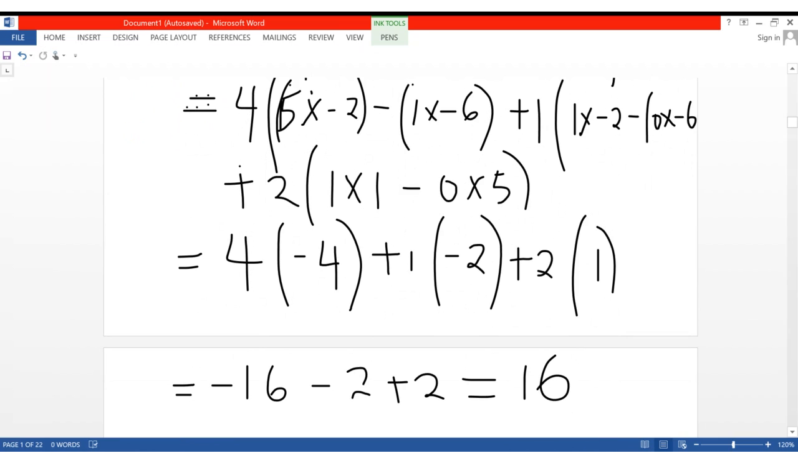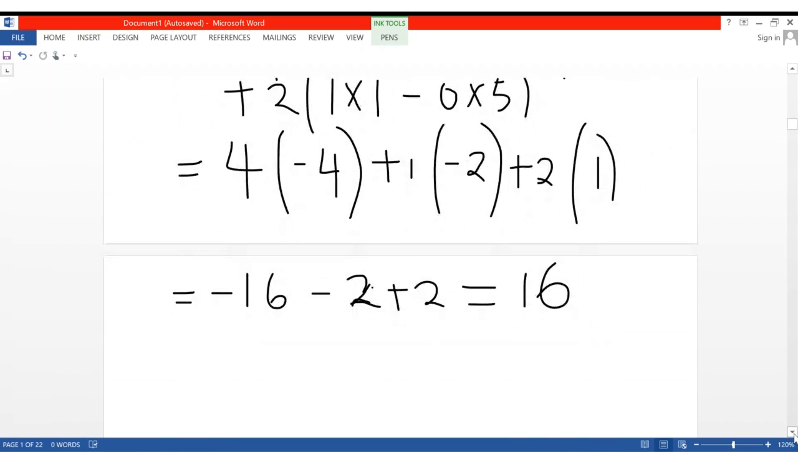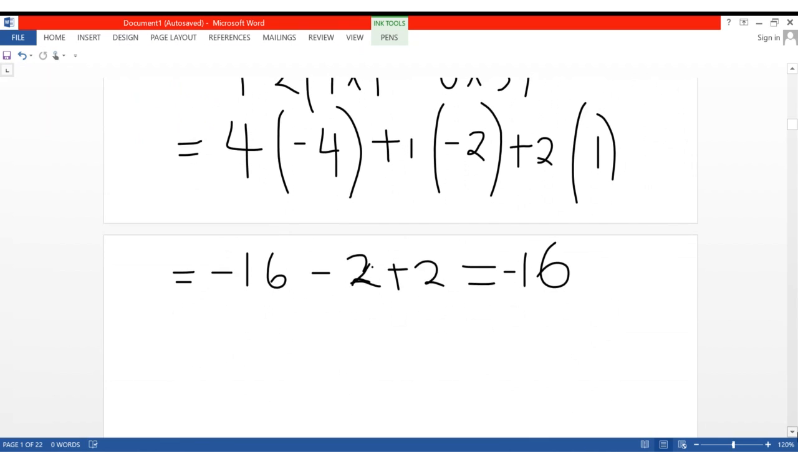So that is the determinant of what? Have I done it correctly? No, it's supposed to be -16 because the first one was negative. So I'll do another example for the determinant of a 3 by 3 matrix.